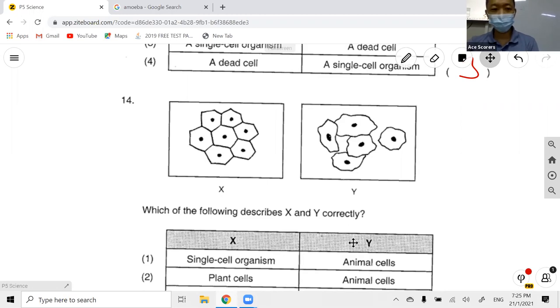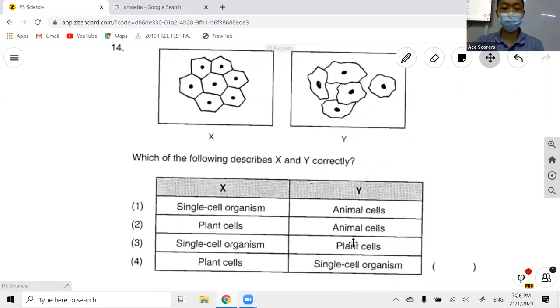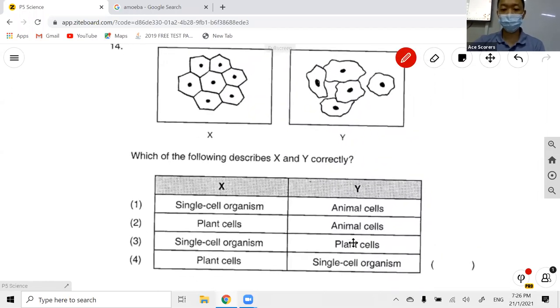We go through question number 14. Which of the following describes X and Y correctly? X is regular shape, so it has got to be plant cells, and Y is X. So the answer is 2.